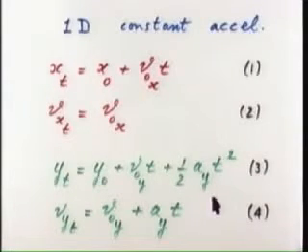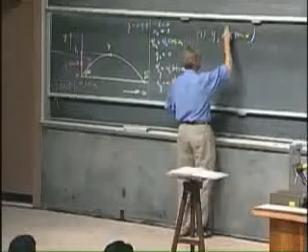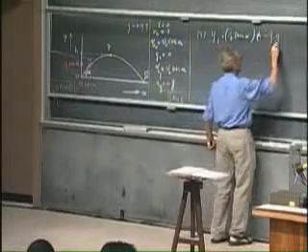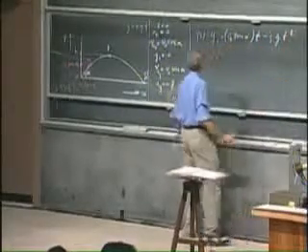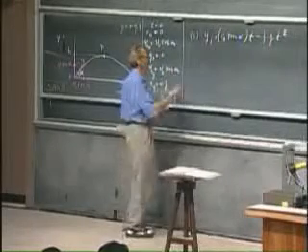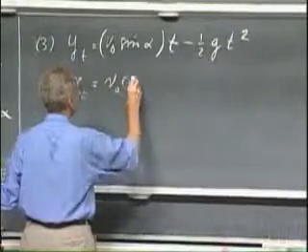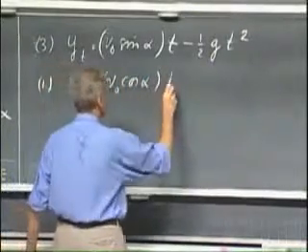and we can write down, this is equation number 3, that y as a function of time equals v0y t, so that is v0 sine alpha times t minus 1/2 g t squared. That's the equation in y. I go to equation number 1, and I write down x at any moment in time equals v0x times t, so that is v0 cosine alpha times t.